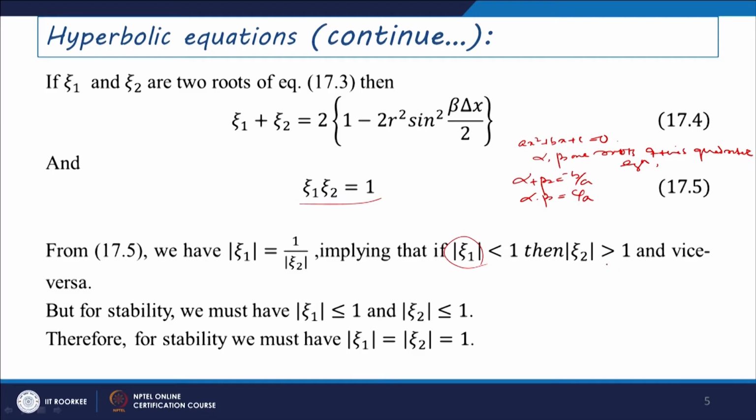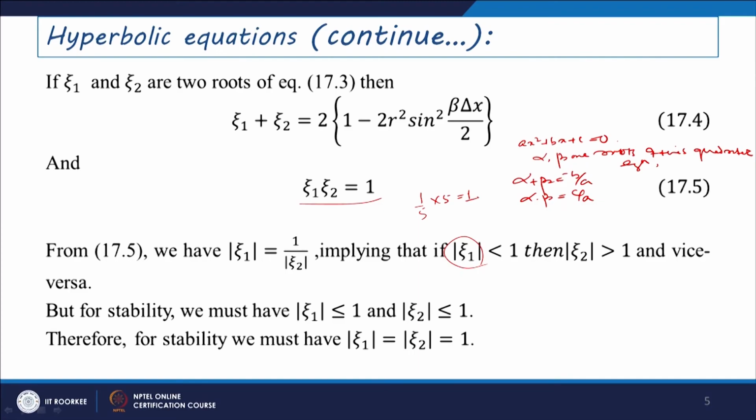If you take it in that form, this means that 1 by 5 into 5 should be 1. So, if one is less than 1, then the other should be greater than 1, and we can obtain this relationship, and vice versa. But for stability we must have the absolute value of zeta 1 less than or equal to 1 and the absolute value of zeta 2 less than or equal to 1.